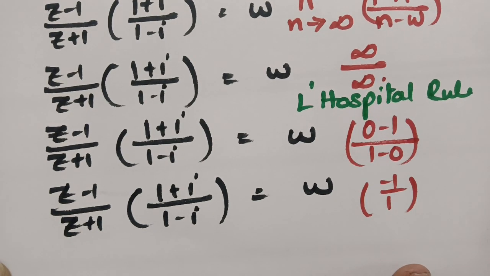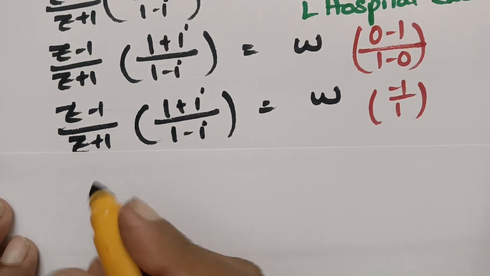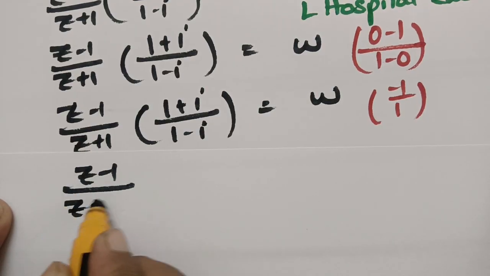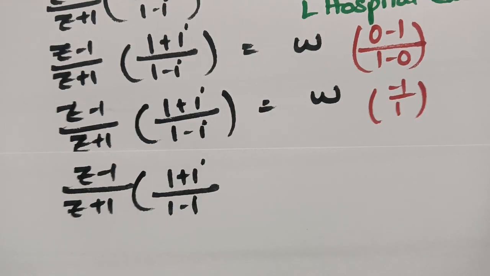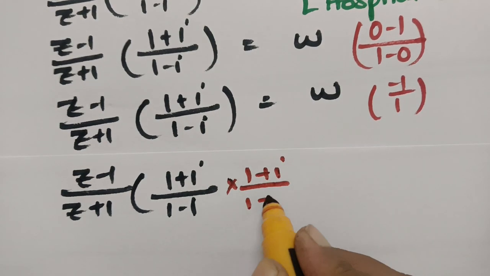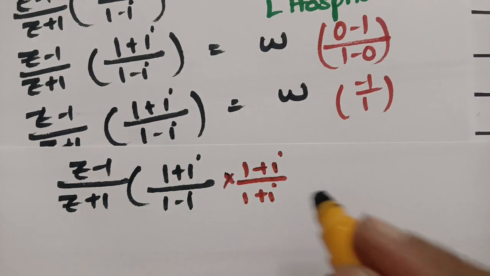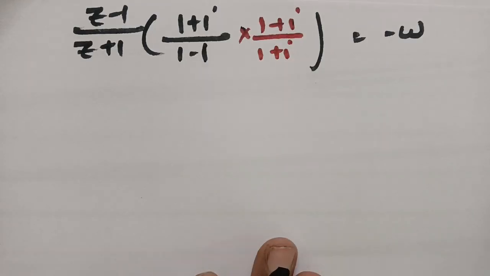Now I need w here. So in order to get w, I am going to rationalize this one. If I rationalize this one, see what happens. This is z minus 1 and this is z plus 1. So what is there here? 1 plus i and this is 1 minus i. So now I am going to multiply with 1 plus i. So this value is 1 plus i and this is also 1 plus i. If I multiply with minus 1, so this is minus w. Clear? This is minus w.